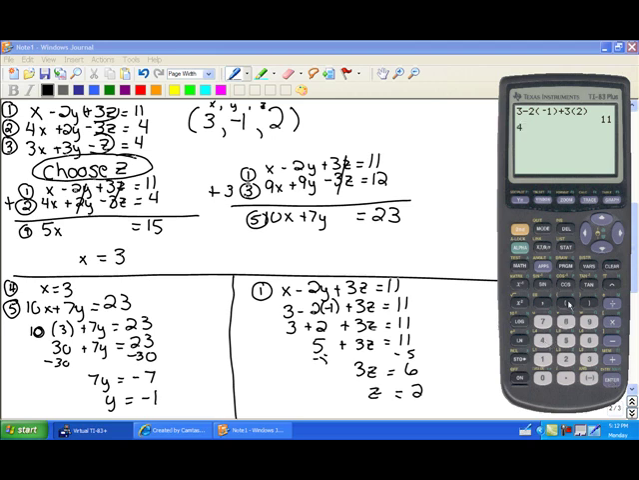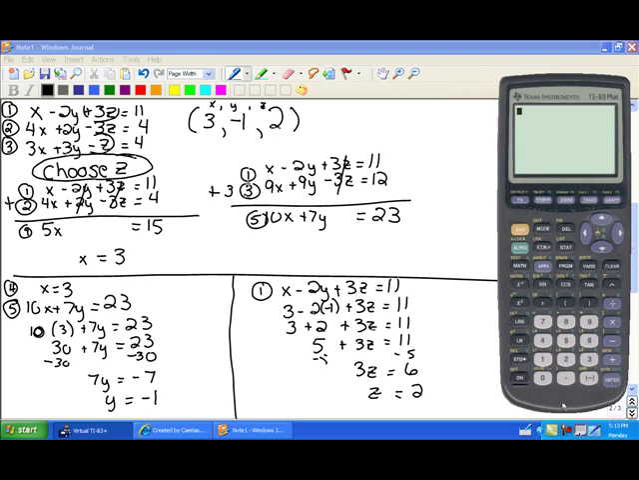Equation 2 is 4 times my x, which is 3, plus 2 times my y, which is negative 1, minus 3 times my z, which is 2, and that gives me the answer of 4, so it works for equation 2. Equation 3 is 3 times my x, which is 3, plus 3 times my y, which is negative 1, minus my z, which is 2, equals 4 again. So we know we have the correct solution there.